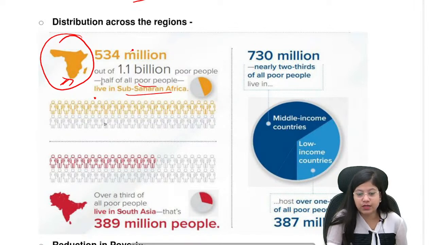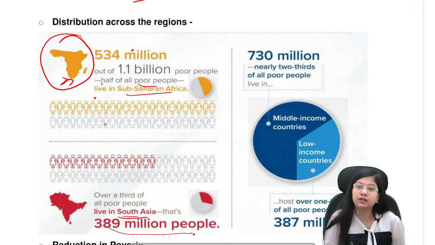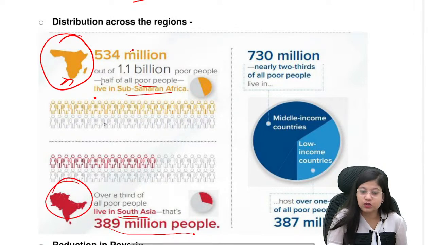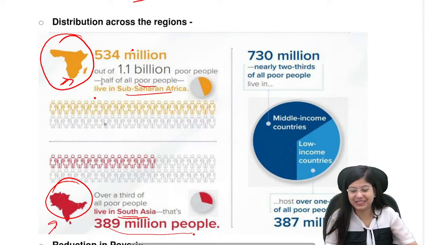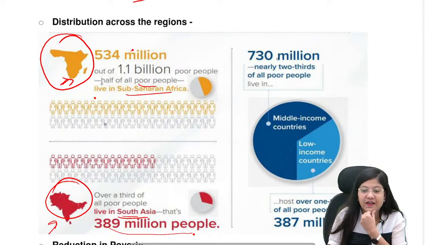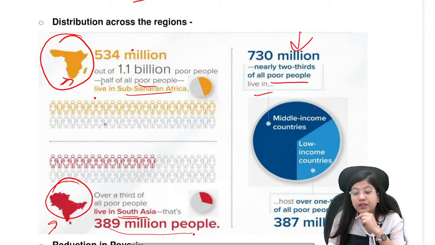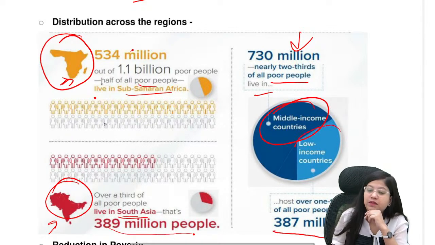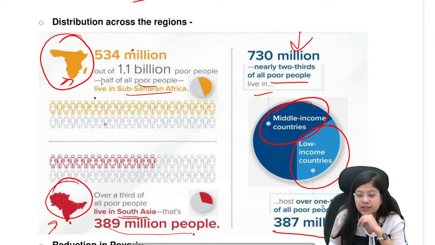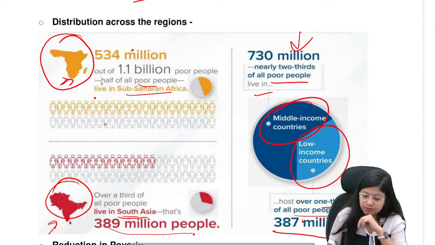Then we have over a third of all poor people living in South Asia. That is 389 million people. So this includes our India also, and clearly the shape is denoting India only. Highlighting India. 730 million people, nearly 2/3 of all the poor people, live in middle income countries. And 387 million people live in the low income countries, which is the host for over 1/3 of all the poor people.